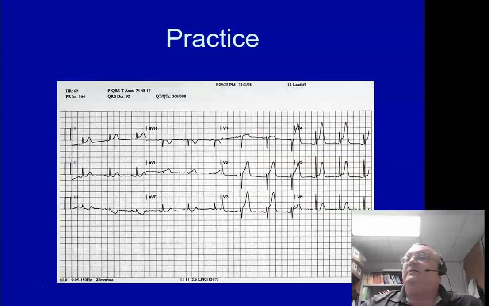Let's see here. Depression. Let's see here. A little bit of depression. A little bit of elevation. A little bit of elevation. Definitely elevation. All right. So yeah, this is an anterior lateral wall MI.